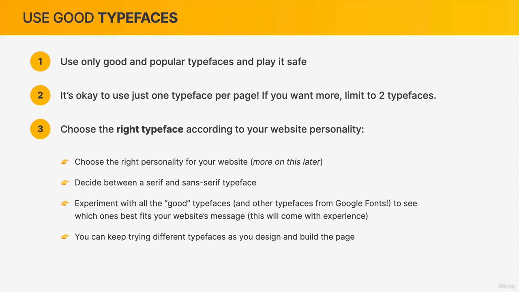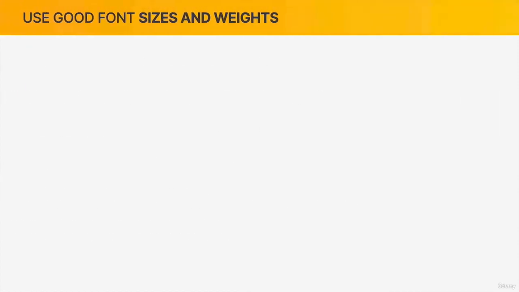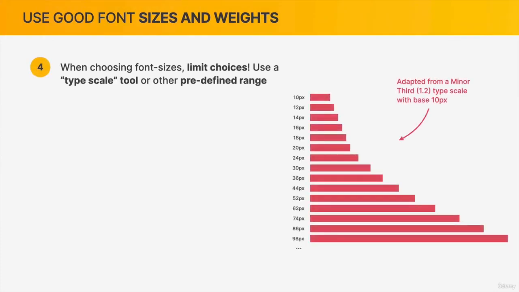But now we also need to choose good font sizes and weights. So let's see how. So when you're looking to choose a font size, you should limit your choices to make your life easier. To do that, you can use a type scale tool or another predefined range of font sizes. Because if you do that, then you don't have to constantly think about coming up with font size values.